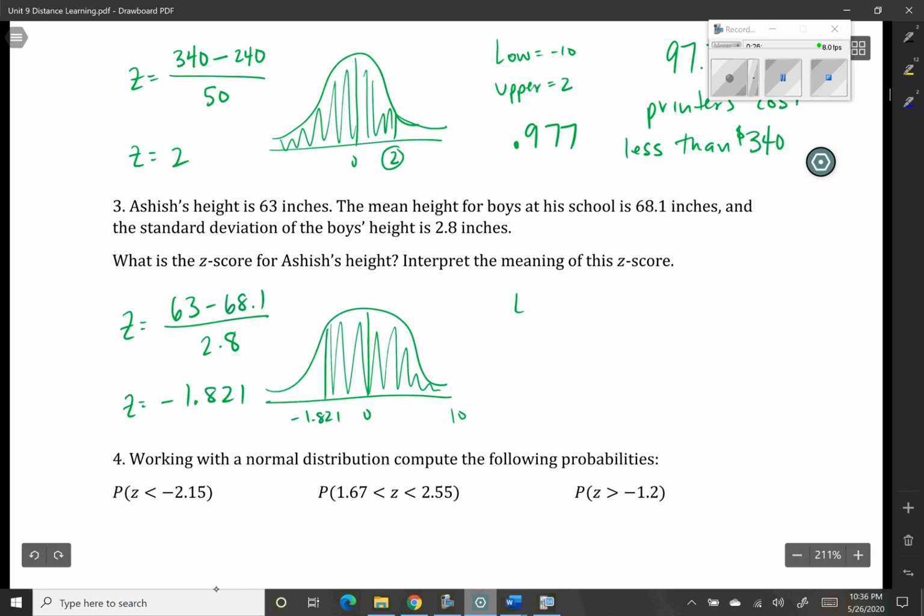So what we can say here is the lower number is the negative 1.821 number we found. The upper number is just 10. So if we do normal distribution CDF, we do negative 1.821 and make the upper number 10, we wind up getting 0.966. So what we can say here is 96.6% of boys are taller than Ashish.